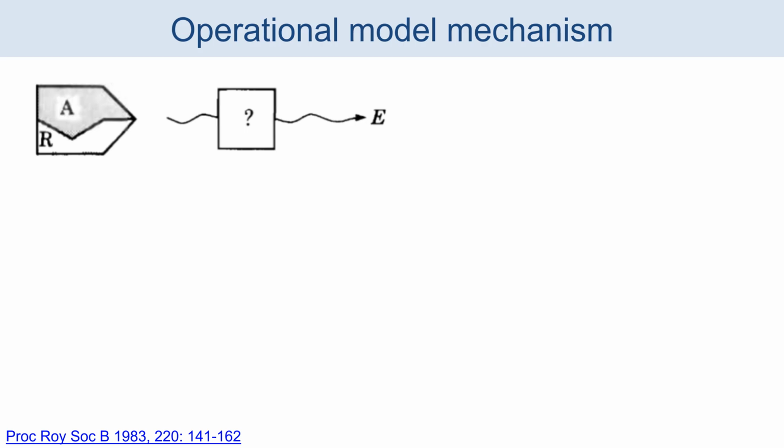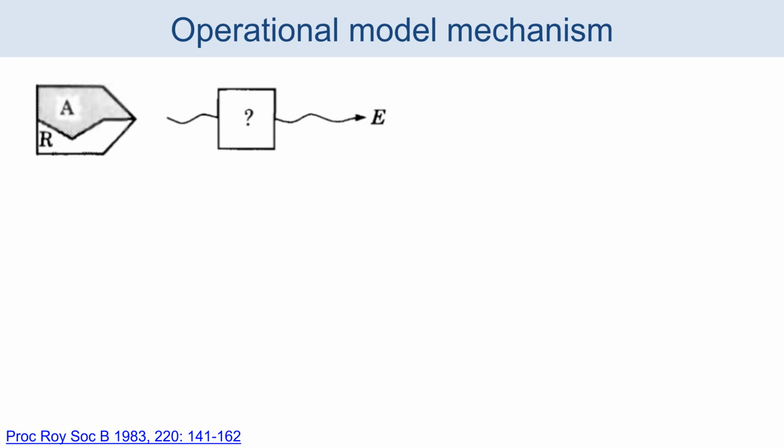We need a mechanism that can explain these data. This was the goal of much of pharmacology in the 20th century, trying to understand why the data look the way they do, drawing out plausible mechanisms and testing them against the data. In this diagram here, we have the mechanism of the operational model reproduced from the original paper.